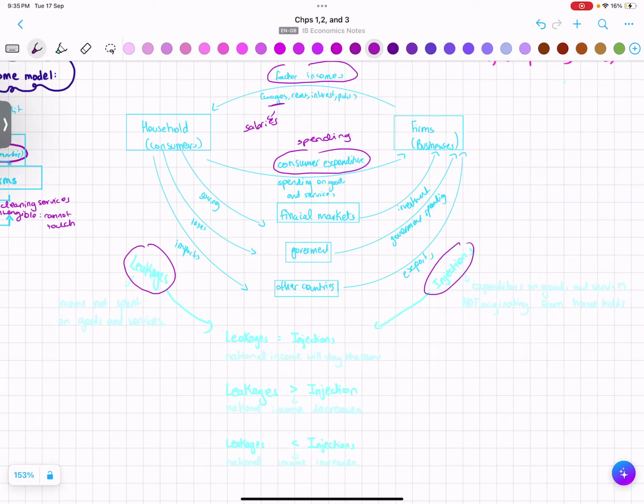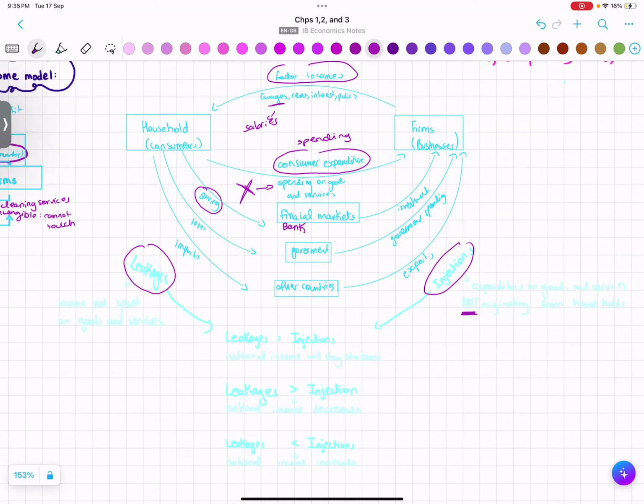They don't originate from households. Okay, so for example, households save money, right? So they don't end up spending this money. This is not part of spending on goods and services, right? So basically, this savings ends up going to financial markets. Why? Because they put it in a bank, right? This is an example. You put them in the bank.